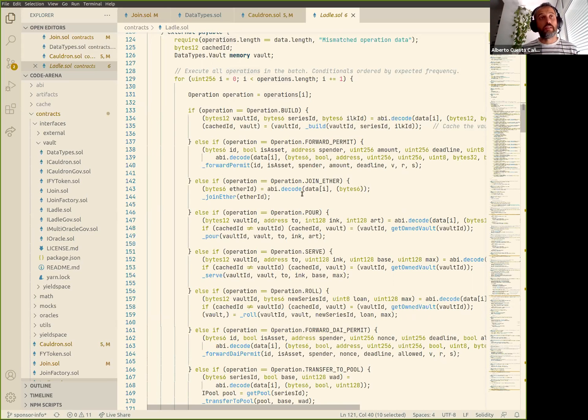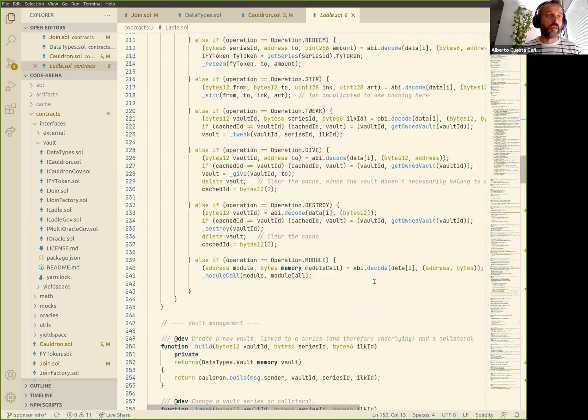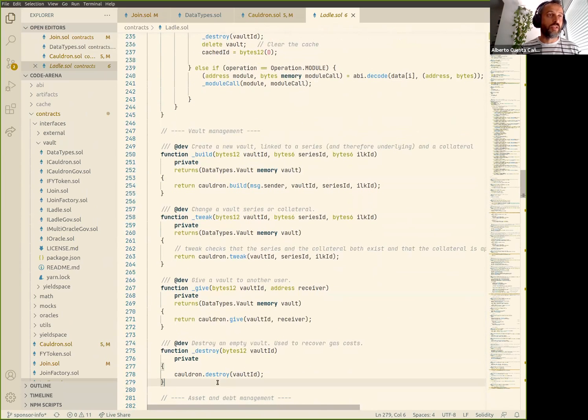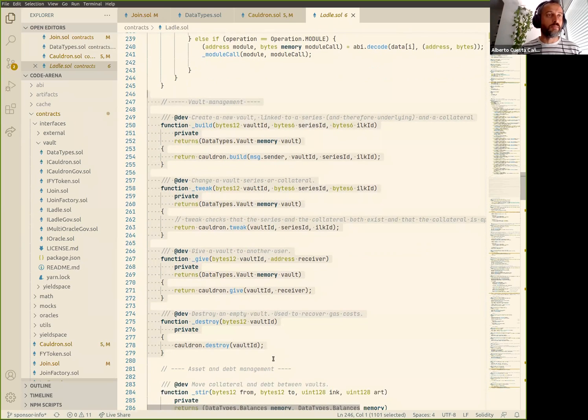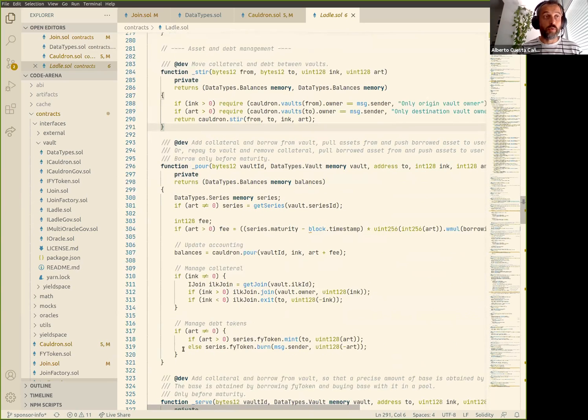Also, while we are doing that, we cache the vault. Many of these functions operate on the same vault. So we read it once and then pass that struct along so that we don't have to go to the Cauldron to retrieve the vault for each action. Saves gas again. That's the batching. And then there's a bunch of functions here that I don't think I can go through each one. They are the ones that just interface to the Cauldron to allow users to manage their vaults, to give them, to tweak them, to build and destroy them. Something to stir, something to pour, which is what you do to deposit collateral and borrow.